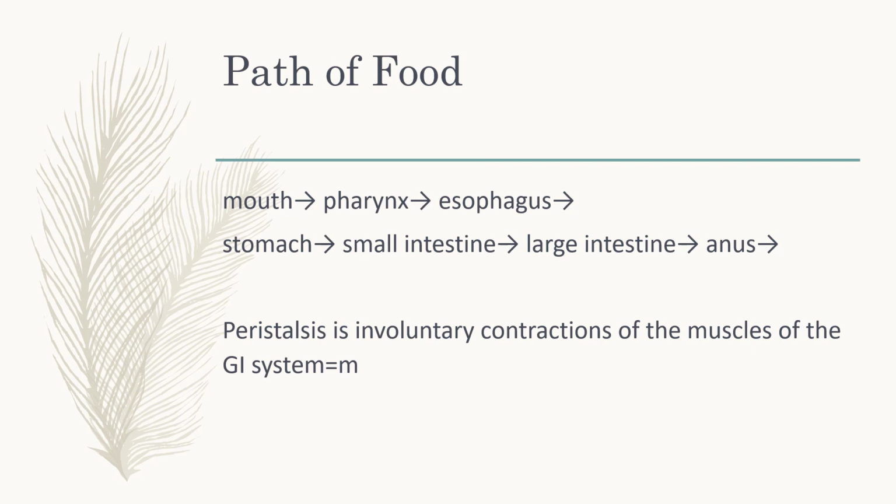So the path of your food goes from your mouth to your pharynx, to the esophagus, to the stomach, small intestines, large intestines, and then out through the anus. Now, you have to remember that peristalsis is the involuntary contractions of the muscles through the GI system. It starts in about your esophagus and goes all the way through until it exits the body.